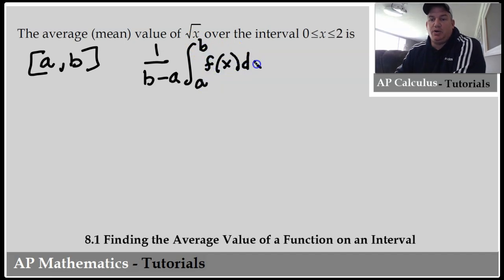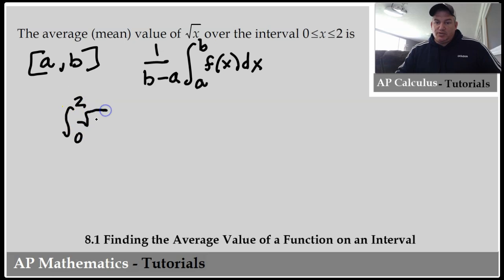Now, in our question, our function is the square root of x, our b is 2, and my a is 0. So what we have is the integral from 0 to 2 of the square root of x dx. And we can multiply this by 1 over 2 minus 0, or multiplied by 1/2. Or we could just divide by 2 at the end.